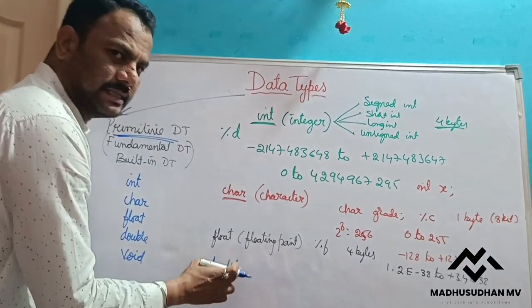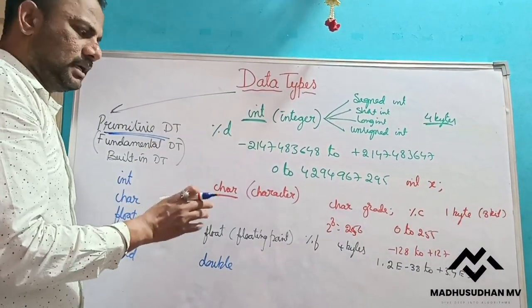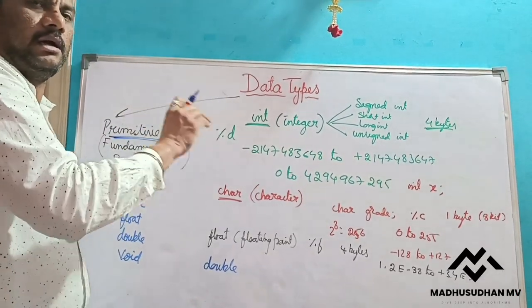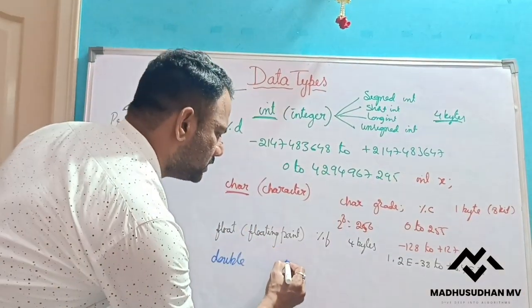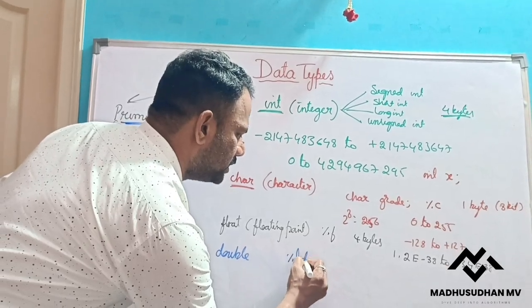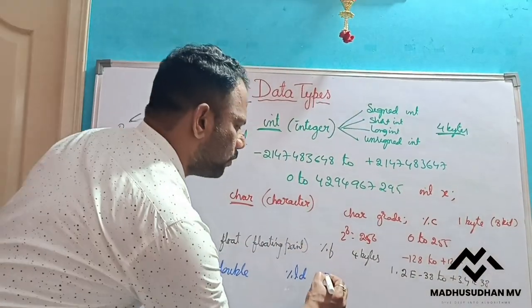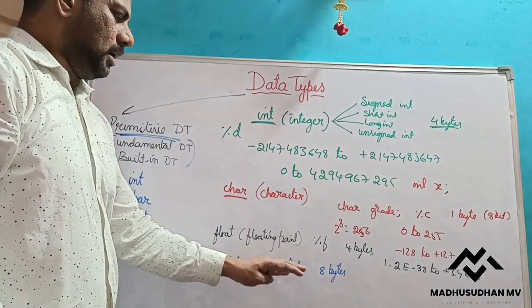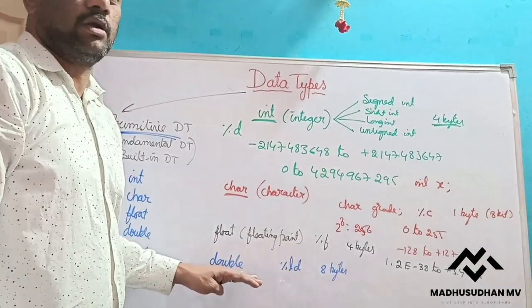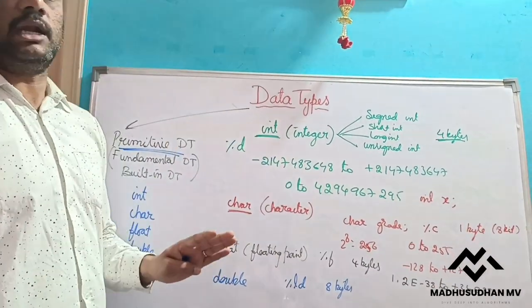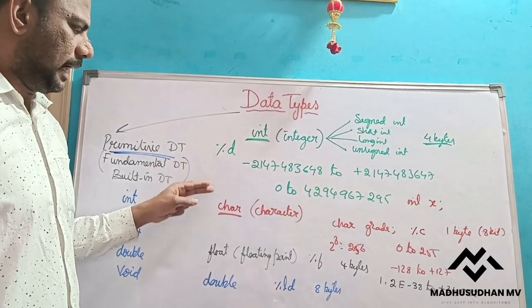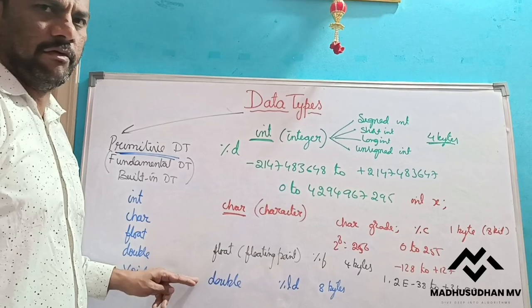So again, double is the keyword which indicates that we are storing a double type of value in the variable. The format specifier for this is %lf, and it occupies 8 bytes in our memory. Generally we do not use that one much. The most frequently used data types in our programs are integer, character, and floating point. Double we will use rarely.